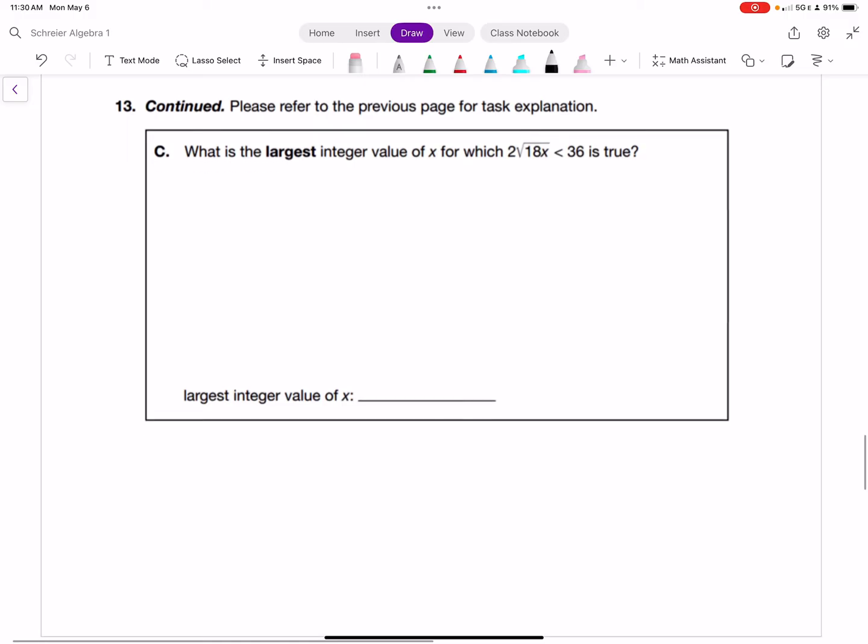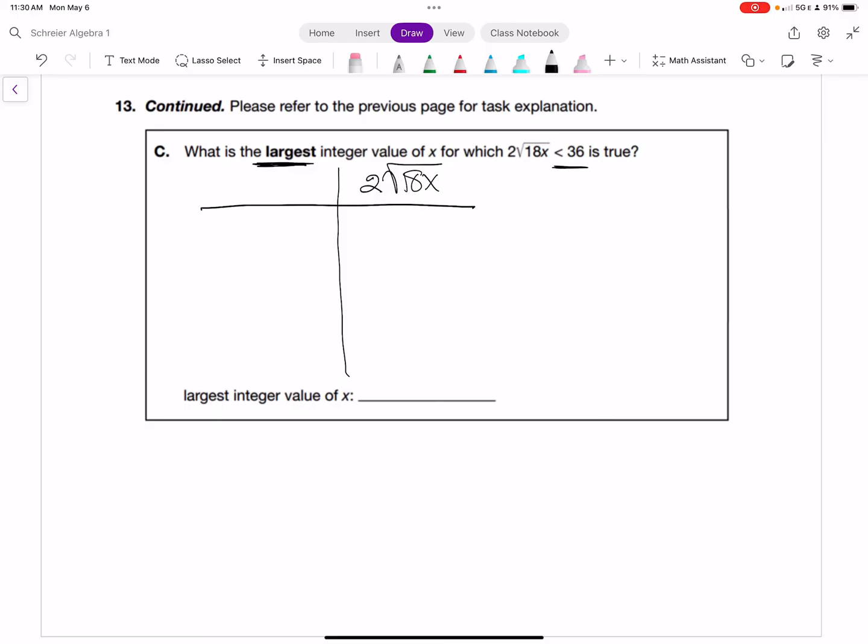In part 13C, we are asked, what's the largest integer value of x for which 2 root 18x is less than 36? So for this one, I would again suggest you make a table and start throwing some integer values into your function, which is 2 root 18x, and see when it starts to become less than 36.